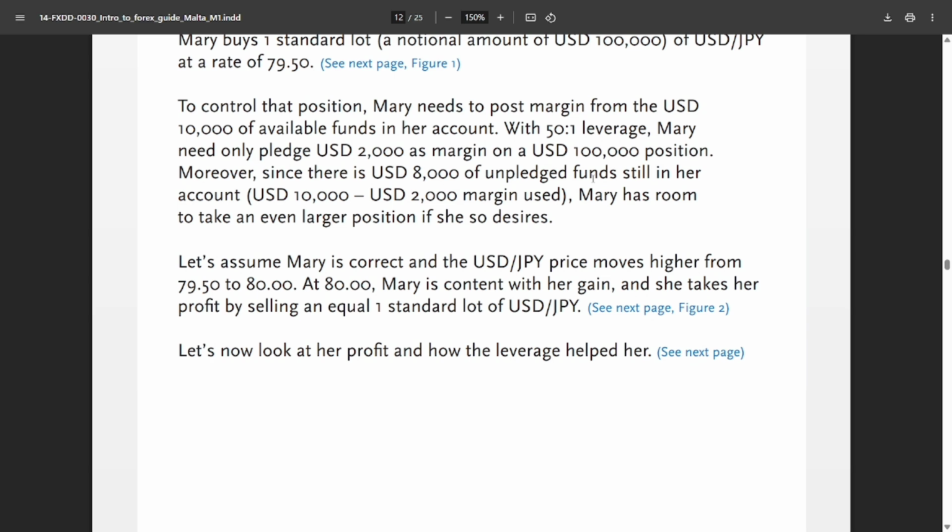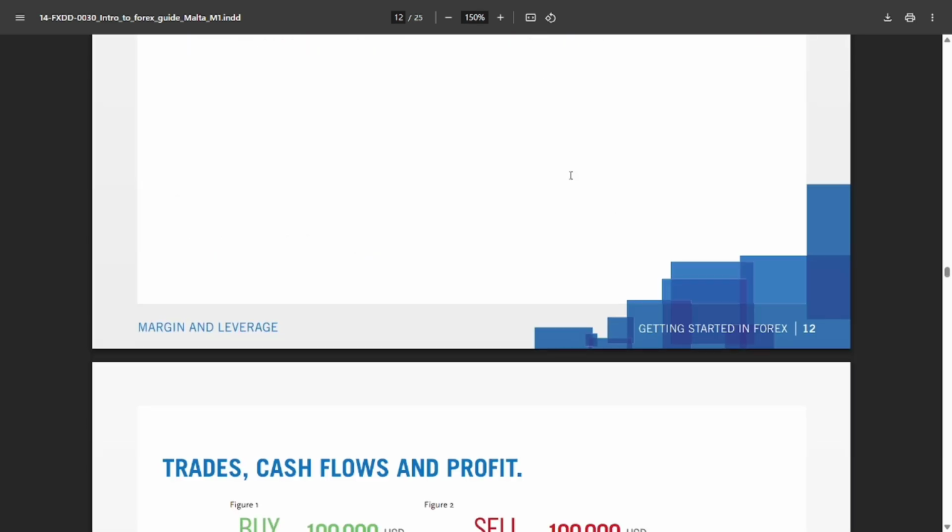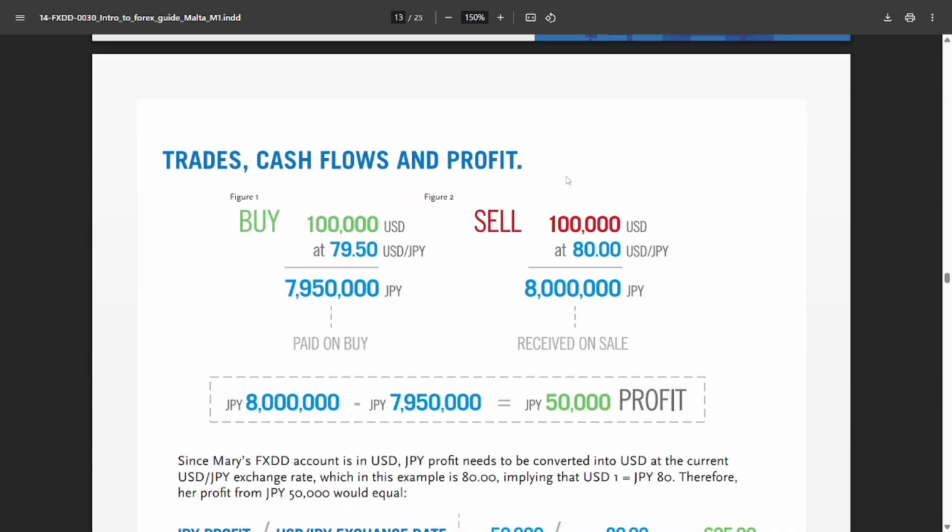Okay, now let's assume Mary is correct and the USD/JPY price moves higher from 79.50 to 80. At 80, Mary is content with her gain and takes her profit by selling an equal standard lot of USD/JPY. Let's look at her profit, and how leverage can help her.